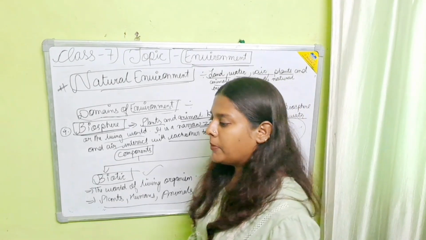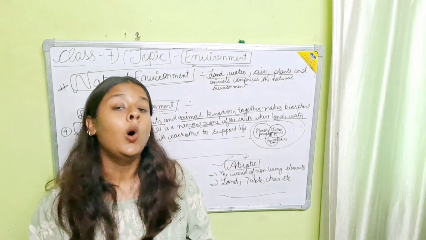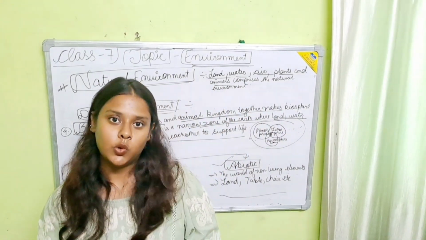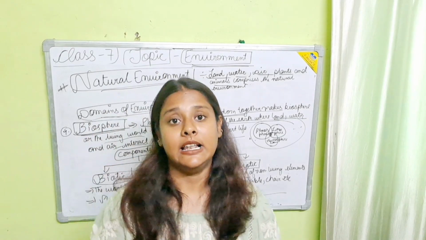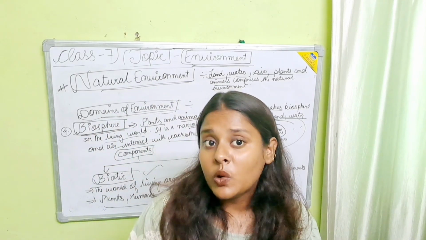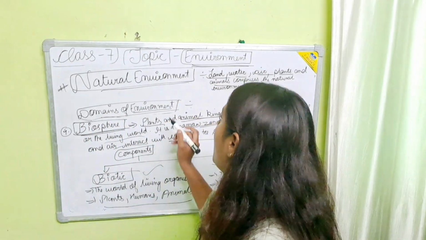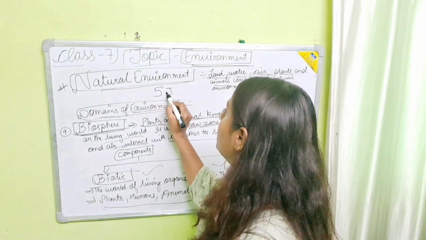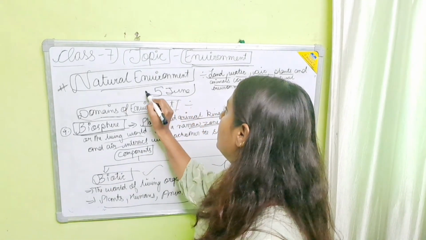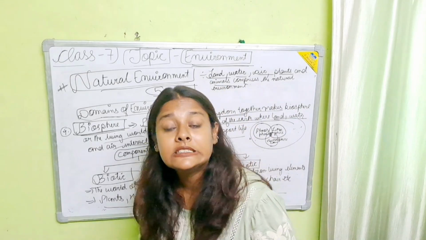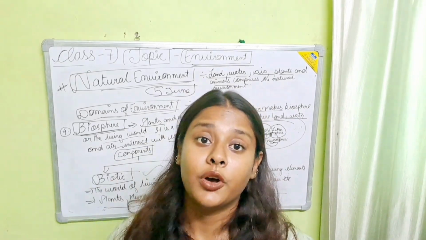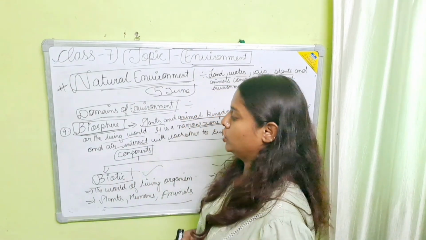Plants, human, animal, land, table and chair, all these consist of abiotic components. When we are talking about environment, when was the World Environment Day celebrated? The World Environment Day was celebrated on 5th June. You should remember this. The World Environment Day is celebrated on 5th of June.